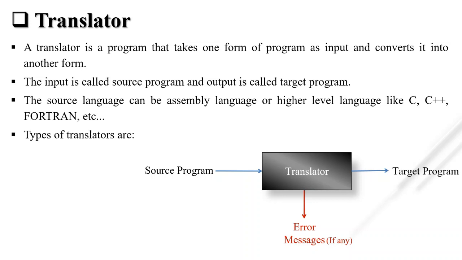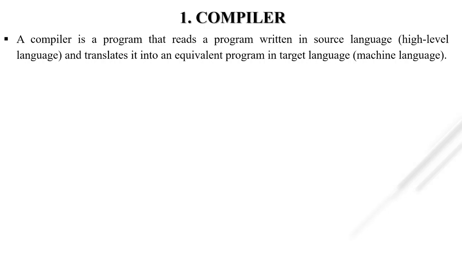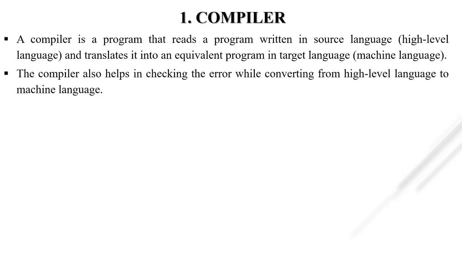There are basically 3 types of translator. The first one is compiler, the second one is interpreter, and the third one is assembler. Let's see them one by one. So what is a compiler? It reads a program in a high level language and translates it into an equivalent program in machine language. It also reports errors to the user while translating from high level to machine level language. Also, the compiler converts the whole program at a time and then reports the errors if there are any.